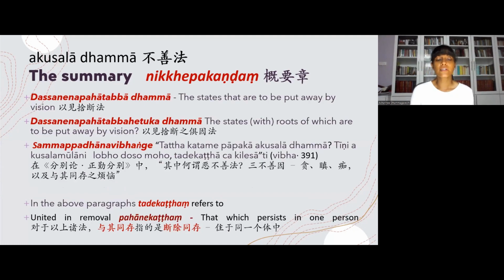Now here we have the other form, the Pahanekatta. These three examples given here: Dassanena Pahatabba Dhamma, the states that are to be put away by vision; Dassanena Pahatabba Hetuka Dhamma, the states with roots which are to be put away by vision. And also in the Vibhanga pakaraṇa, that is the second book of the Abhidhammatthasaṅgaha, there is a section called Sammapadana Vibhanga. And here also there is a reference to this Aṭṭhakatha kilesa. Now in all of these places, the word Aṭṭhakatha refers to Pahanekatta, or united in removal. And that is with reference to that which persists in one person.